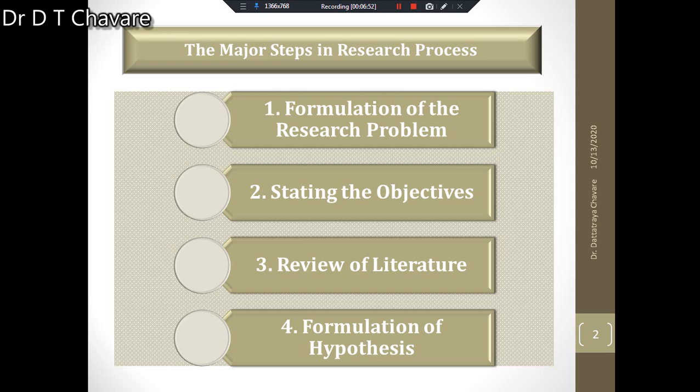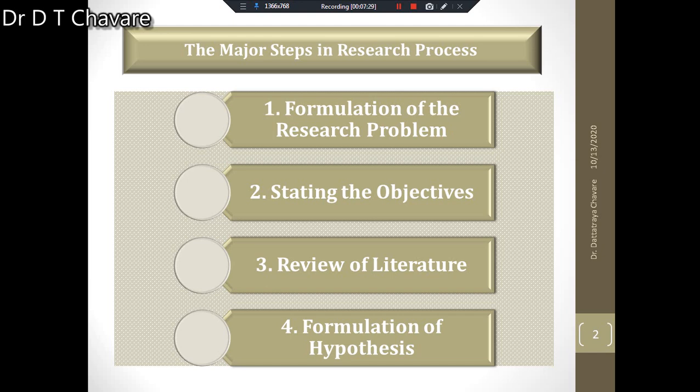Okay. Now, the second stage is stating the objectives. After proper identification and clear statement of the problem, the researcher has to specify the objectives of his studies. It means that the second stage of a research process is stating the objectives. Try to understand. The objectives are generally stated in 2 to 5 statements, which are in line with the theme of the investigation.